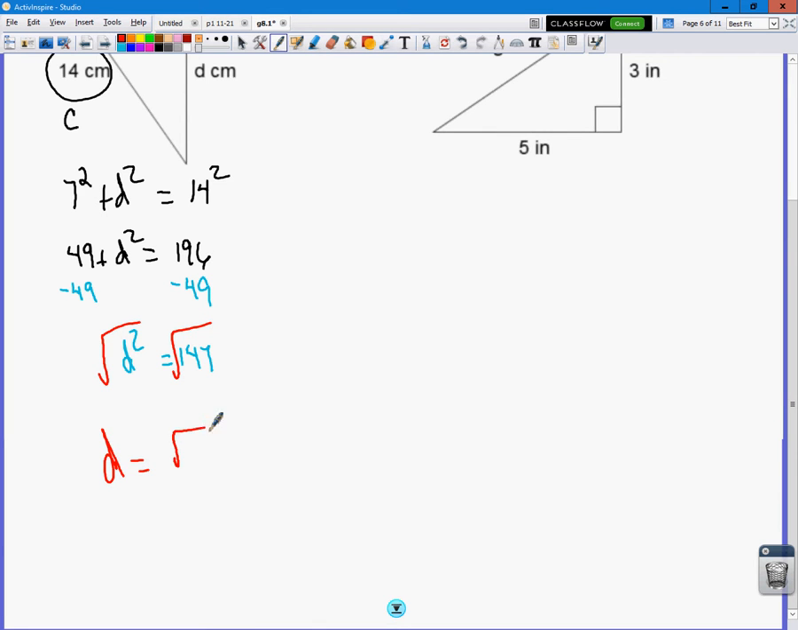In the past, what you've done is you've converted this to a decimal. What we're going to do today is we're going to simplify this radical. If we can simplify it, we're going to simplify it.